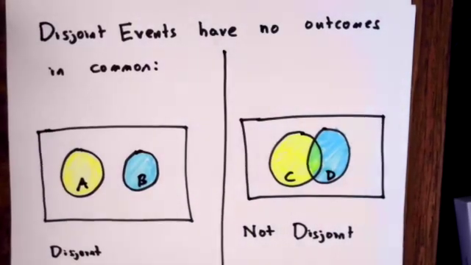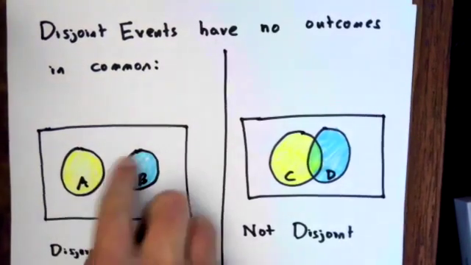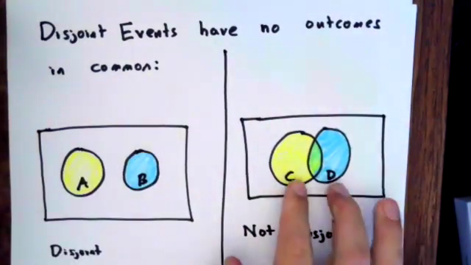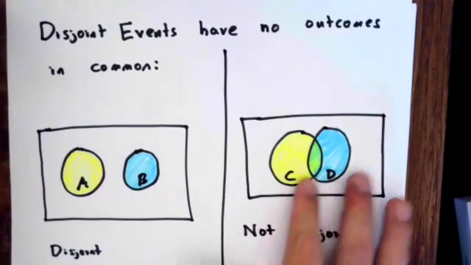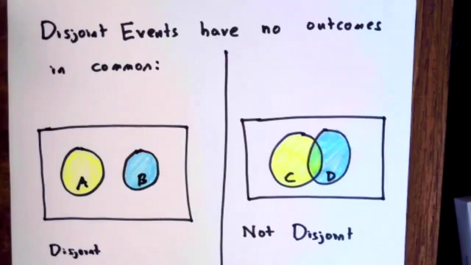So here's a visual representation of saying disjoint events have no outcomes in common. Disjoint events here don't overlap at all. These two events, C and D, are not disjoint. They have something that is in both C and D. So we've seen two formulas. We've seen a general addition formula that always works. We've seen a special addition formula that only works if we know the two events are disjoint. And so now let's do some problems that allow us to practice with this.